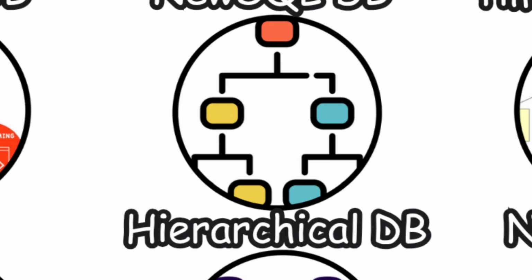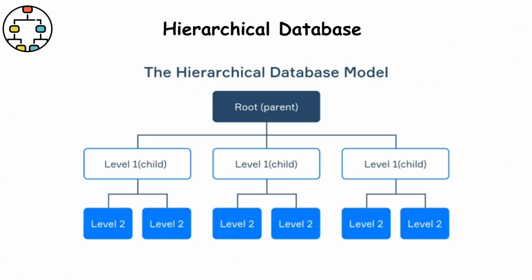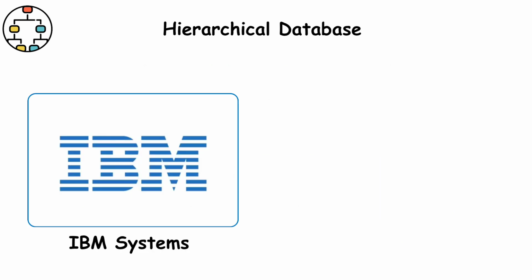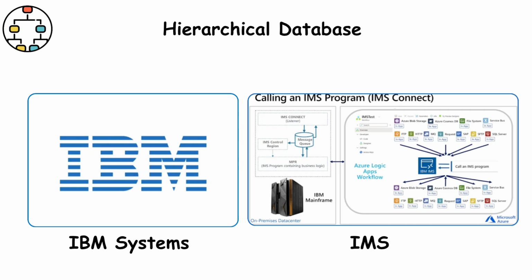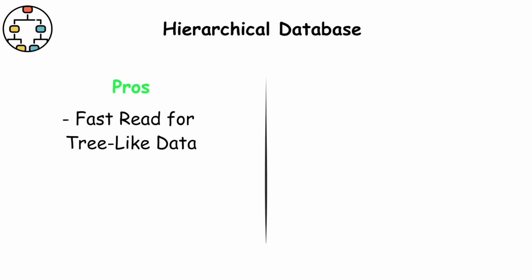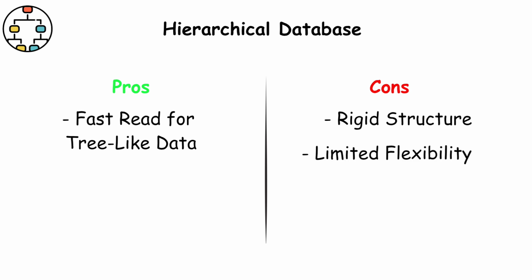Hierarchical databases. Old school, but worth knowing. Data is organized in a tree-like structure. Think of a company org chart, parent-child relationships. Used in early IBM systems, like IMS, still used in some mainframes. Pros: fast reads for tree-like data. Cons: rigid structure, limited flexibility.